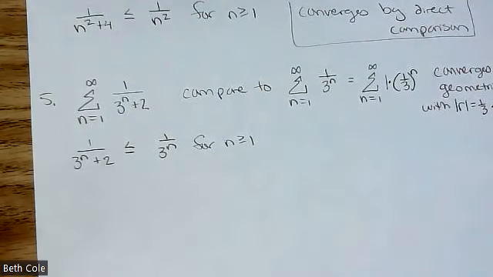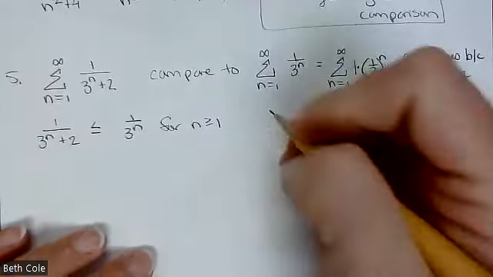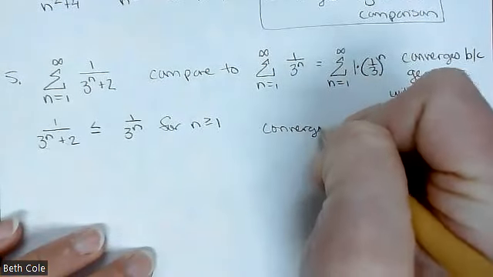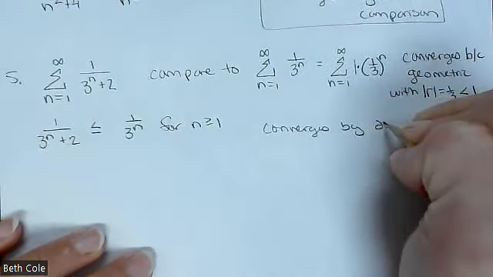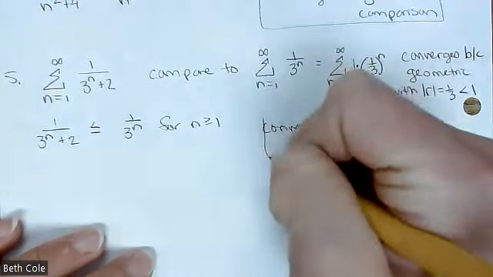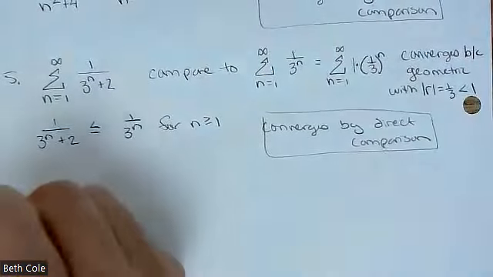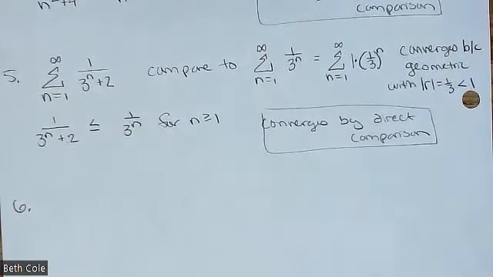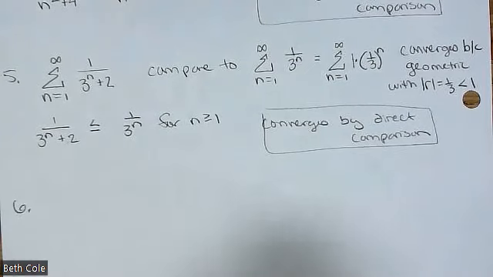So since that's true, what's our grand conclusion to the whole thing? Converges by direct comparison. And we'll just do one more. And again, the whole idea of comparing is you want to compare it to something simpler. You're taking something that was complicated and trying to compare it to something that's a lot easier to manage.